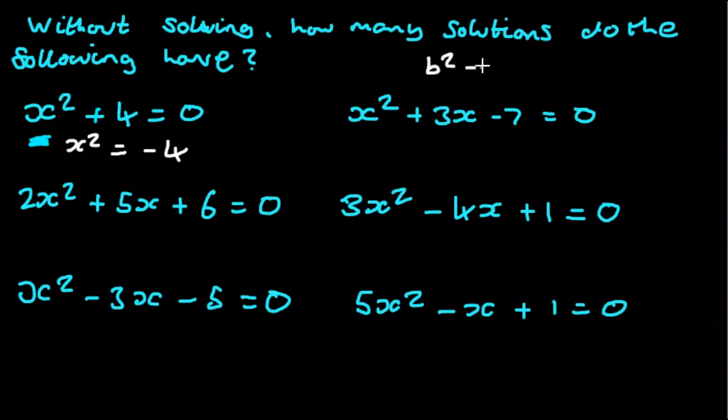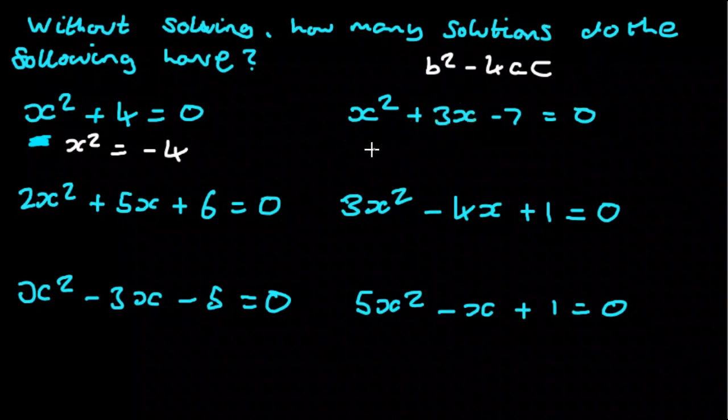We're going to use b squared minus 4ac, and we're going to consider the value of this. If you remember from the quadratic formula, this is the bit under the square root. If this is greater than 0, we have 2 solutions. If this is equal to 0, we have 1 repeated solution. And if this is less than 0, we have no real solutions. So what we're going to do is calculate this every time.